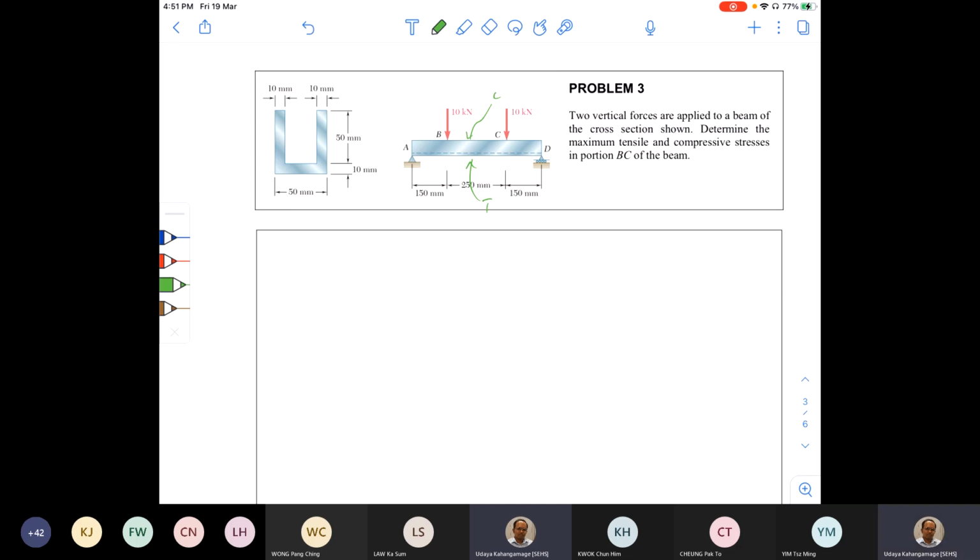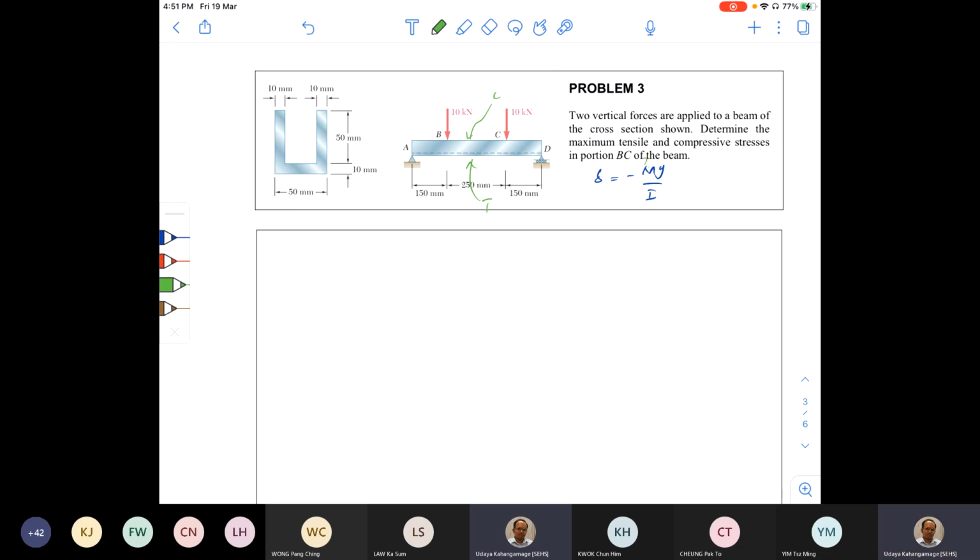Okay, how to find out the stress, compression, and tension? Again, the same formula, the bending formula. Sigma is equal to negative My over I. This is the equation. And there we need to find out this M, the internal moment M. Internal moment here is equal to the externally applied moment as well, because it's a pure bending case.